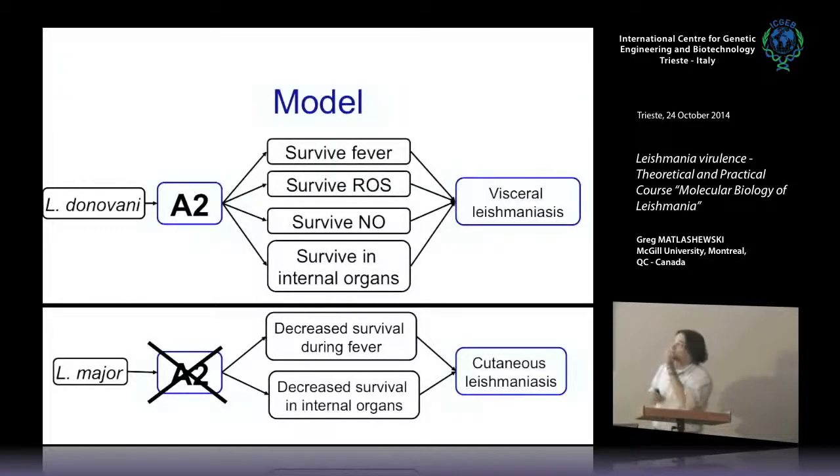So in summary for A2, our model is the following. A2 allows the parasite to live in fever. It also provides some protection against reactive oxygen species and nitric oxide species. I haven't shown you those data, but we have those data. So basically, A2 allows the parasite to survive in visceral organs. If it's gone, it doesn't do very well in visceral organs. So L. major doesn't have A2, so it's got decreased ability to survive in fever, decreased ability to survive in internal organs. If it can't do this, it's got to survive somewhere, so it develops a way to survive in cutaneous leishmaniasis.